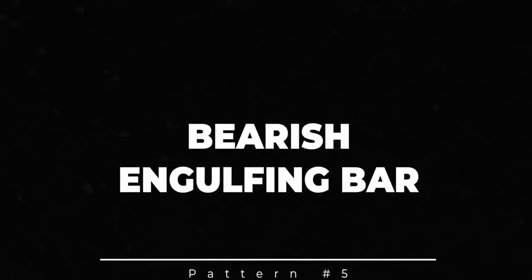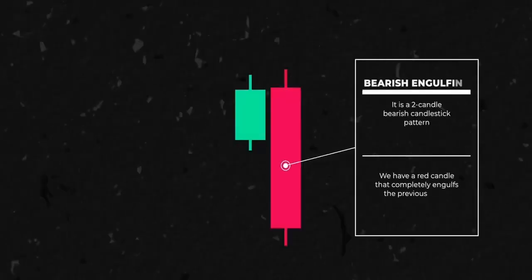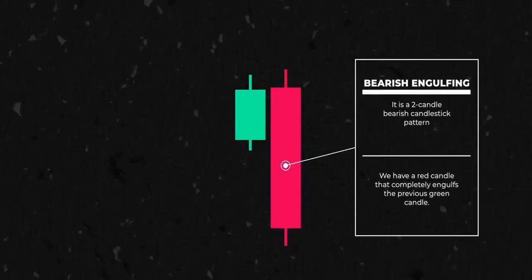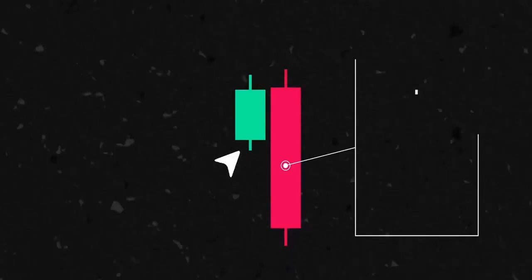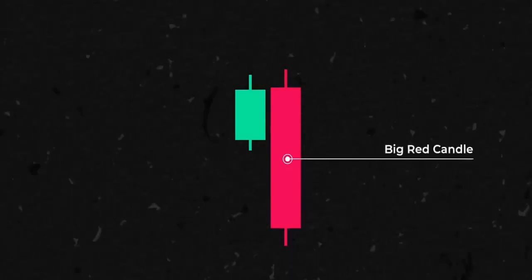Pattern number 5, bearish engulfing bar. A bearish engulfing bar is a two-candle formation where a big red candle completely engulfs the previous green candle. We first have a green candle. Then, the next candle is a larger red candle that completely engulfs the green candle. The low of the red candle is lower than the previous candle's low. Similarly, the high is higher than the previous candle's high.